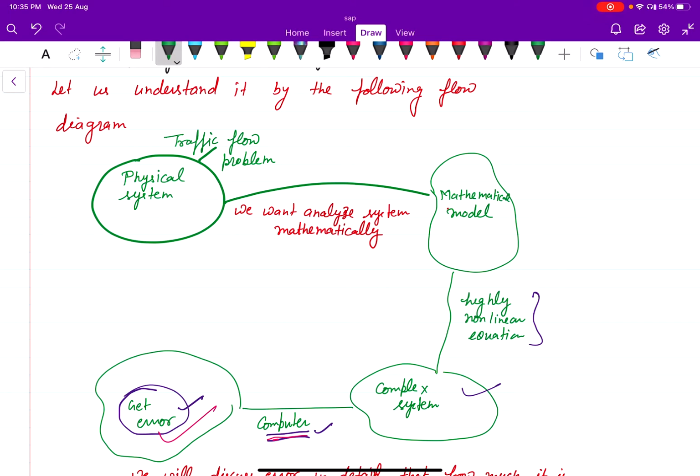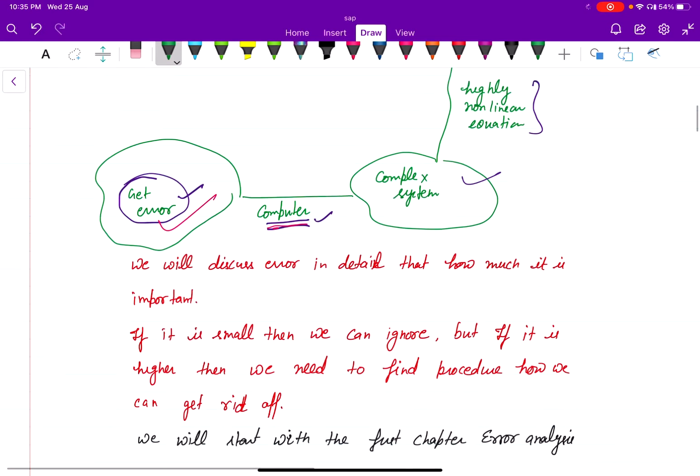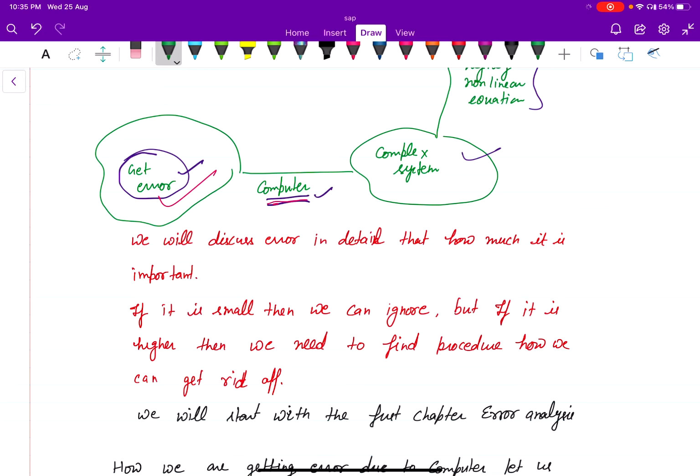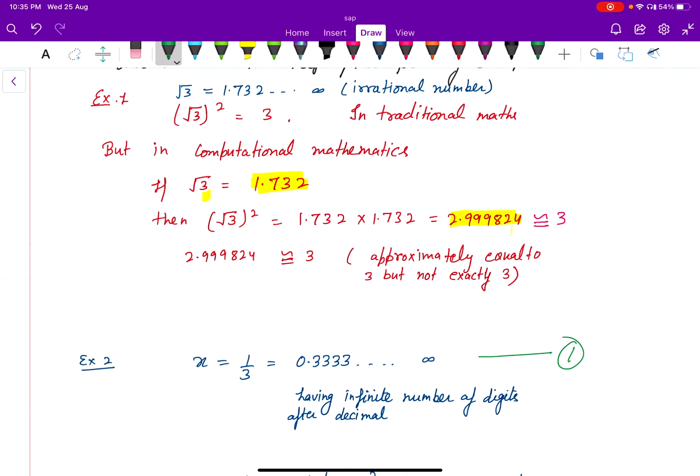So whenever we are using a computer in our system, or whenever we are getting some approximate solution, in that case we are getting error. So first of all we will discuss error, and how much error is responsible for getting a wrong solution of our problem. Okay, so let us take an example of error. Suppose you want to compute root 3.